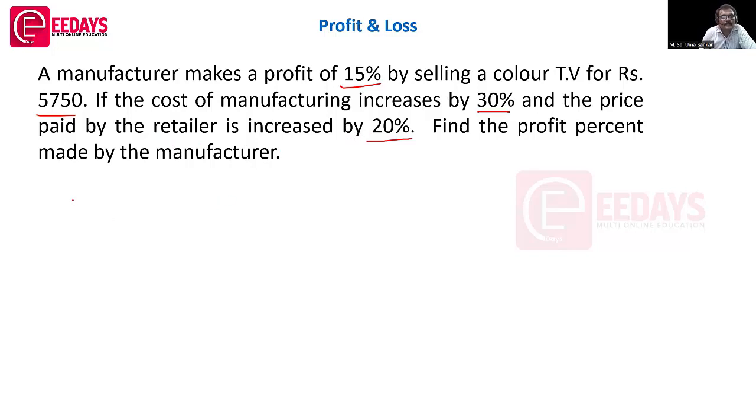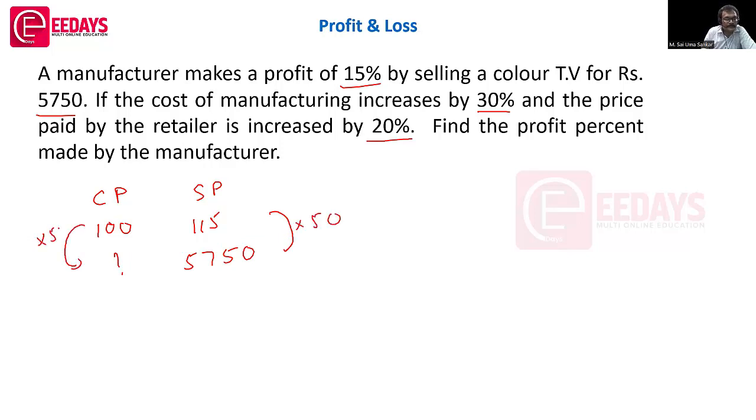See, if the cost price is equal to 100, what is the selling price? That is equal to 115, because 15%. If the selling price is equal to 5,750, then what is the cost price? Into 50, into 50, and this is equal to 5,000. So the cost price is equal to 5,000.